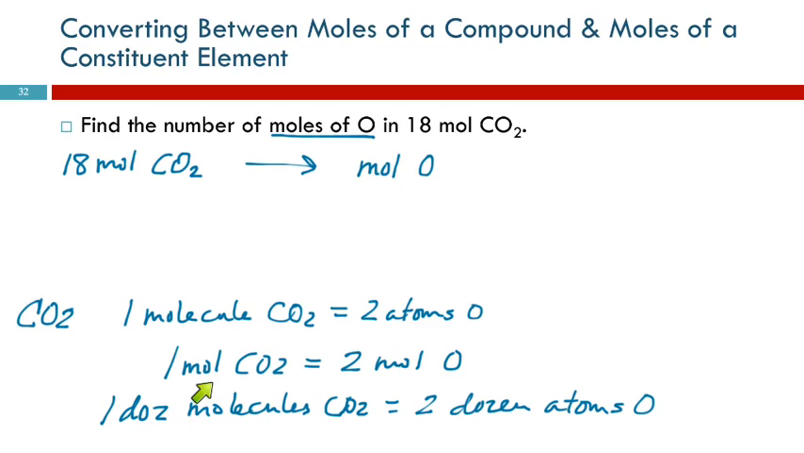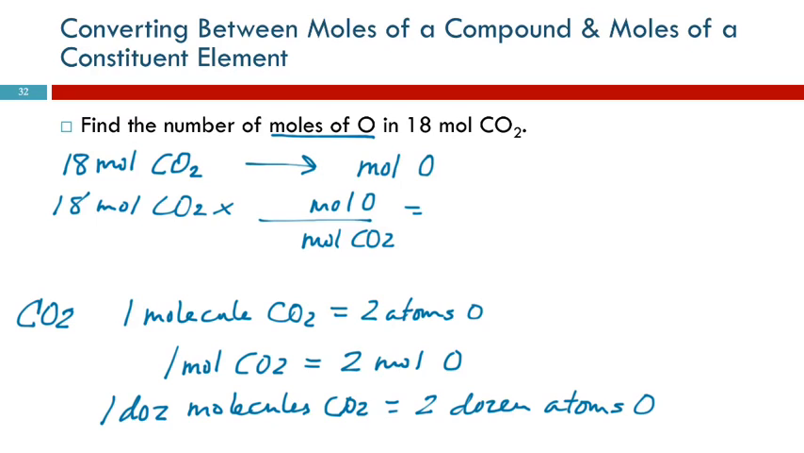So this is our conversion factor right here. 1 mole of CO2, 2 moles of oxygen. 18 moles of CO2, 1 fraction. We're going from moles of CO2 to moles of O. And I want moles of CO2 in the denominator to cancel out. Same dimensional analysis concept. The units are just getting a little weirder. Moles of oxygen to moles of CO2. Well, we figured it out down here. 1 mole of CO2, 2 moles of oxygen.